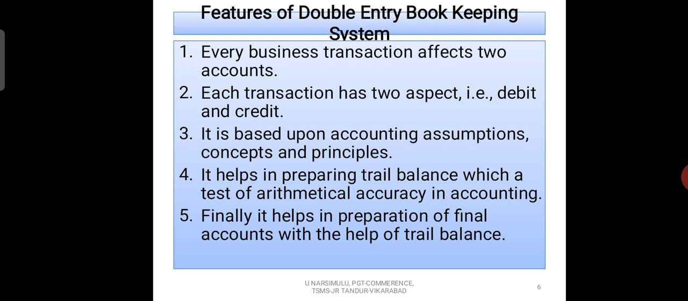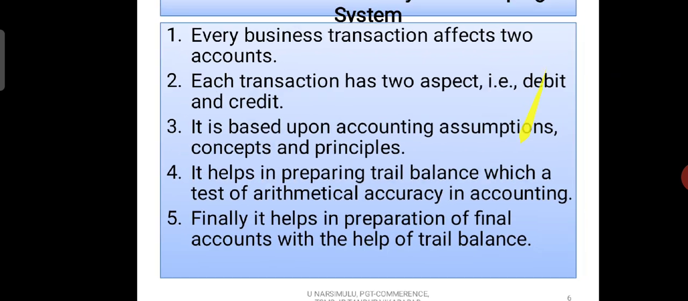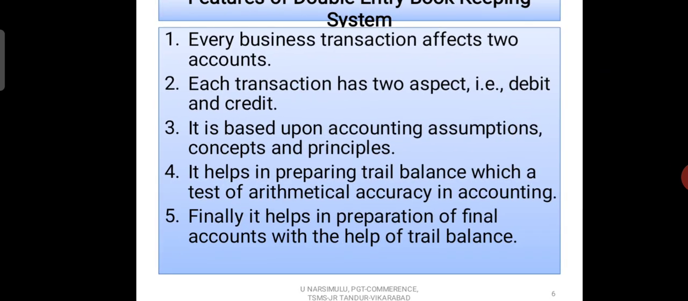Features of double entry bookkeeping system. What are the characteristic features of the double entry bookkeeping system? Let us observe. All points are discussed, they will be repeated here. Every business transaction affects two accounts, because every business transaction has two aspects. So when there are two aspects, naturally we open one account for one aspect. So that transaction will definitely affect two accounts. Each transaction has two aspects, that is debit aspect and credit aspect. Every transaction must have one debit aspect and one credit aspect.